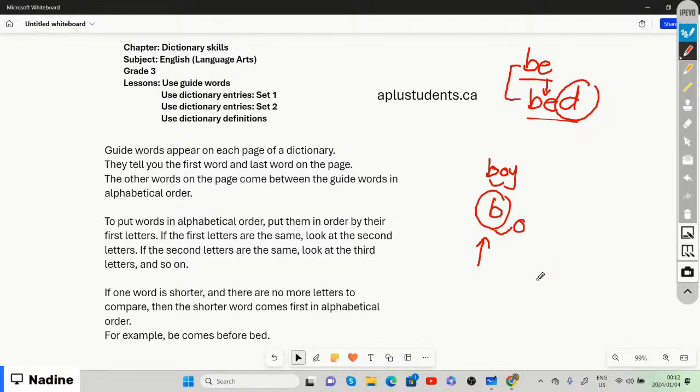And once again, like I said, guide words appear on each page of a dictionary, right? And it will tell you the first word as well as the last word on that specific page. And all the other words that you're looking for, depending on the letter, will then come between those guide words, but it will also be in alphabetical order.